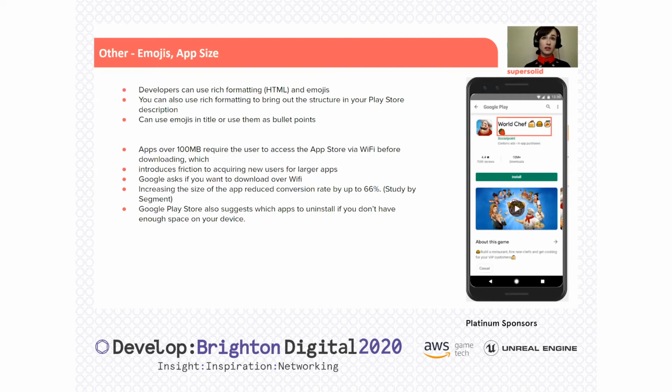Yeah, also other things, apps over 100 megabytes, you can definitely see a drop in conversion the larger the app size is. So it's important to try and keep your app size as small as possible. Apparently, increasing the app size has reduced conversion rate by 66% in some tests. Also, Google suggests which apps to uninstall if you don't have enough space on your device, and your app, if it's big, will be a contender for uninstalling.